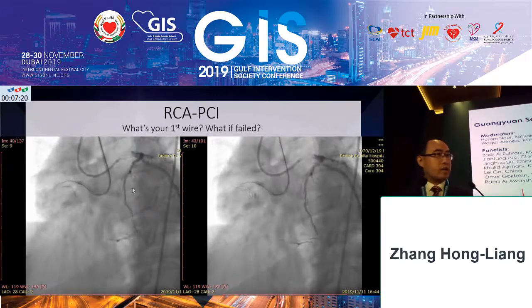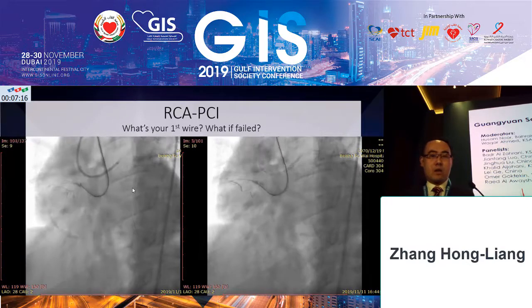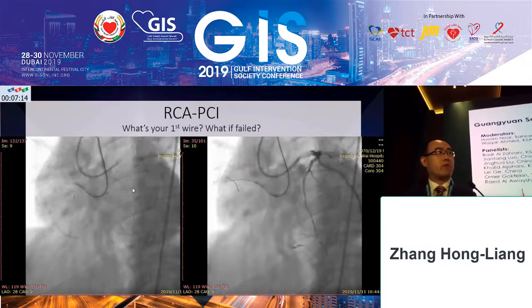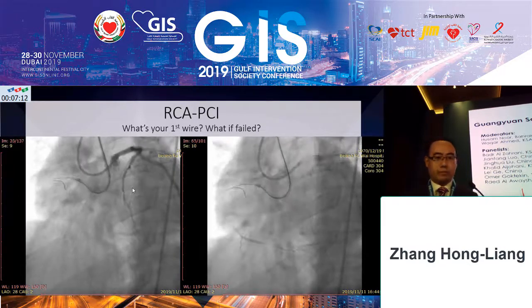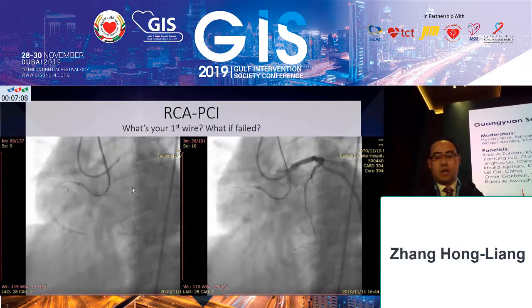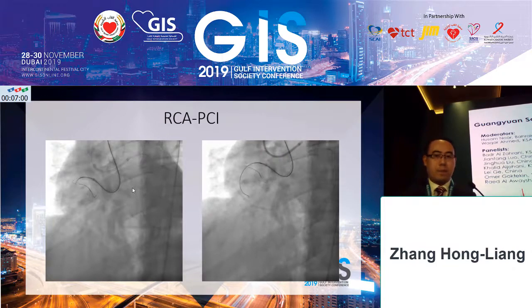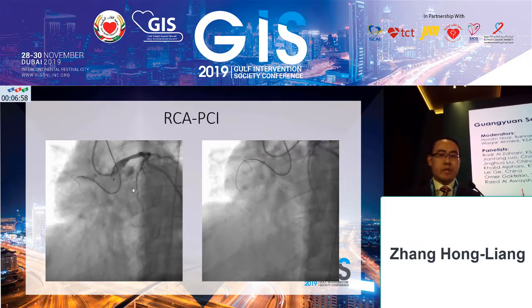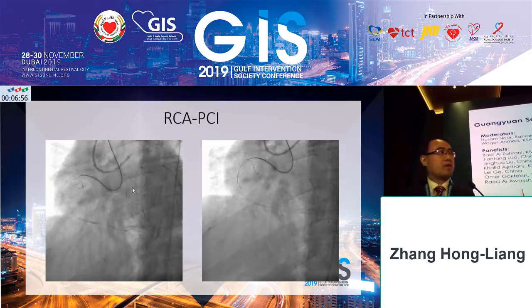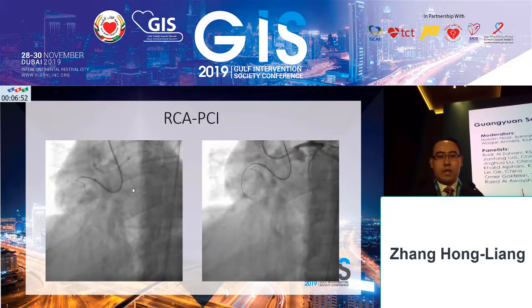Actually, the Gaia Second punctured into the vessel. But it was difficult for the Gaia Second to turn the direction. It went outside of the vessel. So I changed to UB3, with a bigger curve at the end than the Gaia Second. UB3 successfully moved forward, but unfortunately it moved into the false lumen.